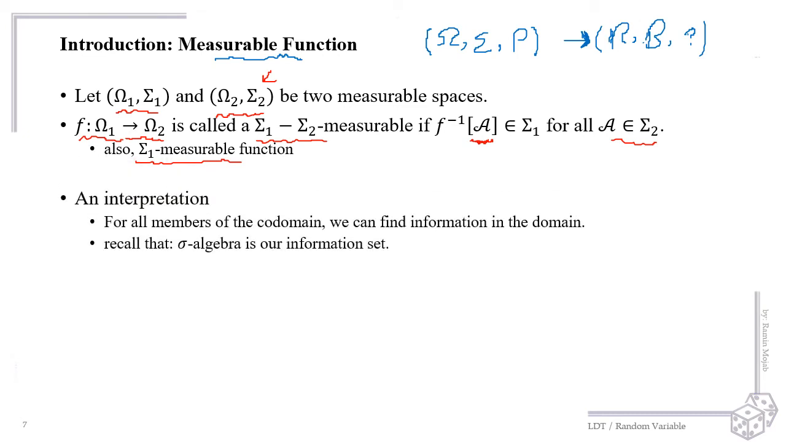Or you can say for all members of the codomain we can find information in the domain, or for all members of the information set of the second probability space, we should be able to find information in the information set of the first probability space. Note that sigma algebra is our information set.